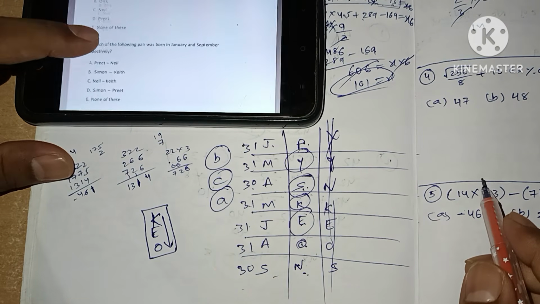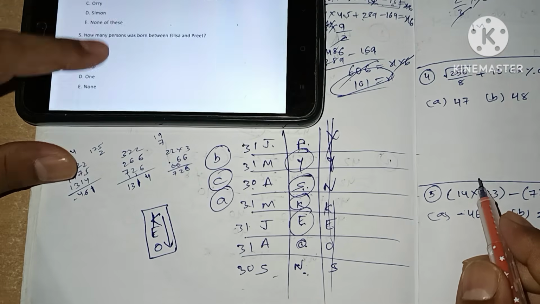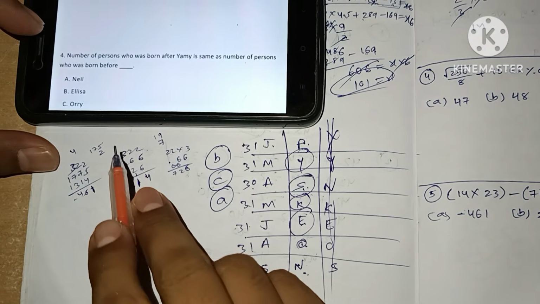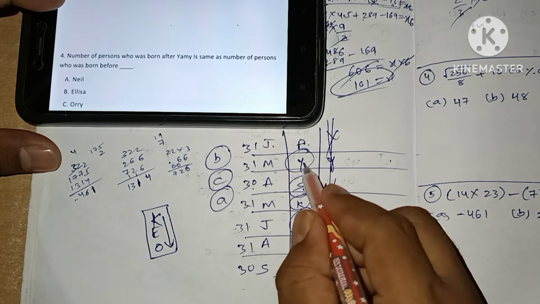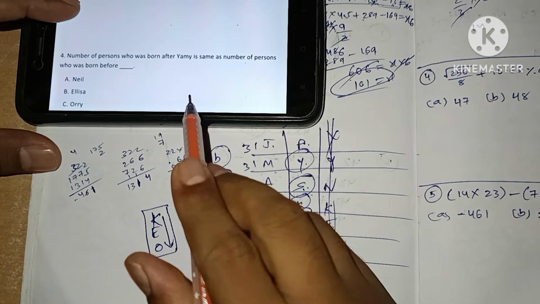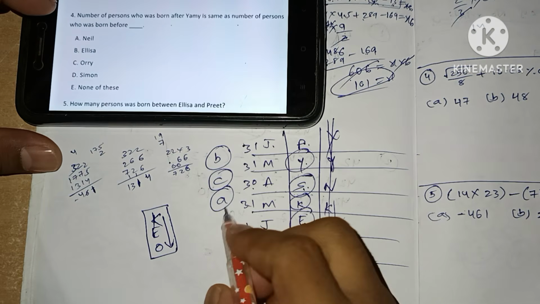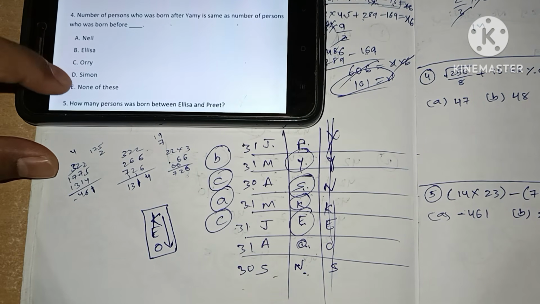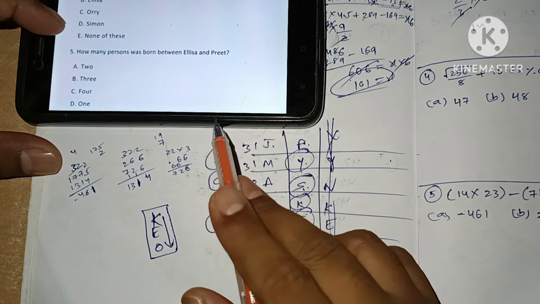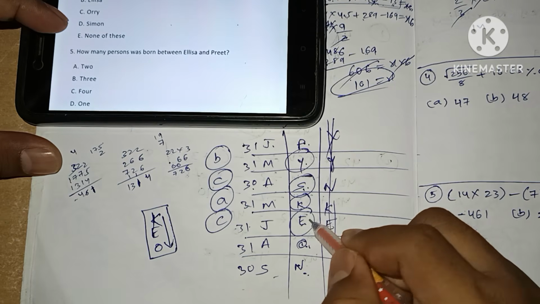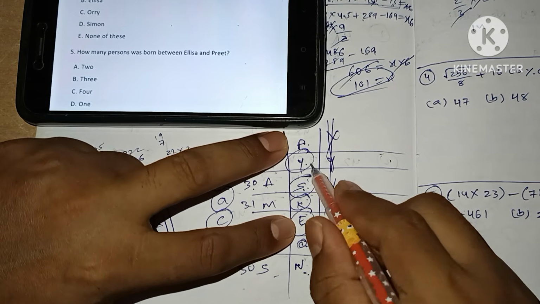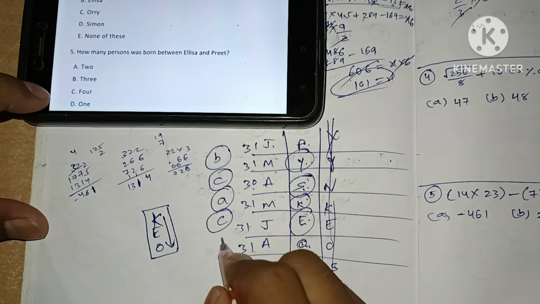Next. Fourth question. Number of persons who were born after Yemi. After Yemi is same as number of persons before Ori. So option C is our answer. Next, fifth question. How many persons were born between Elisa and Preet? This is Elisa and this is Preet. 1, 2, 3. Three persons. Option B is our answer.